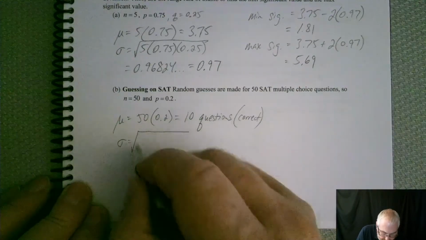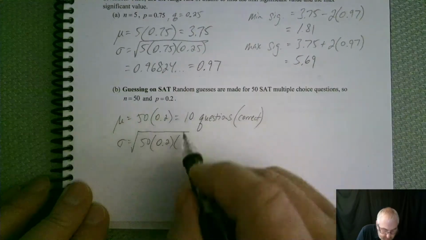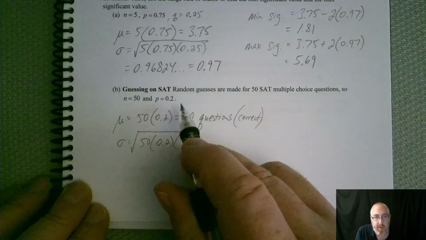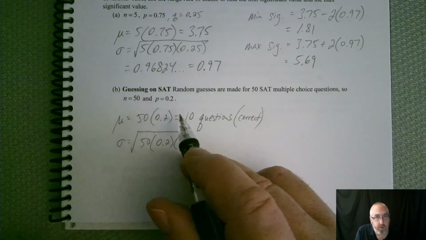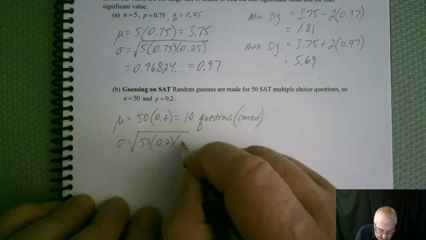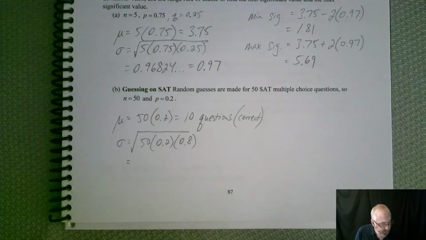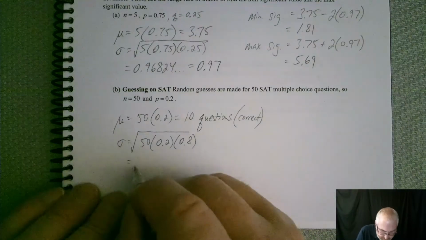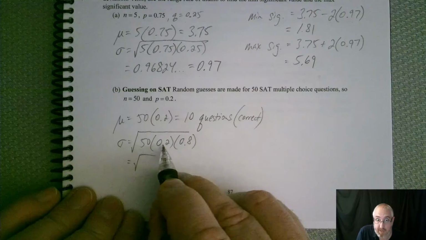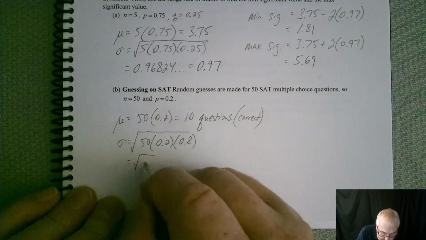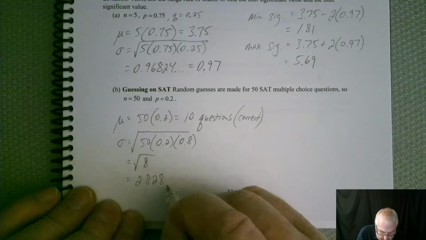Standard deviation. So you have 50 times 0.2 times. Now again, I'm not writing the Q up here, but a lot of these you can do pretty much in your head, hopefully, but definitely use your calculator if you're not 100% sure. So 0.8. So in this case, we're going to have the square root of, well, this was 10, remember. 10 times 0.8 is 8. Square root of 8 is 2.828, and so on.